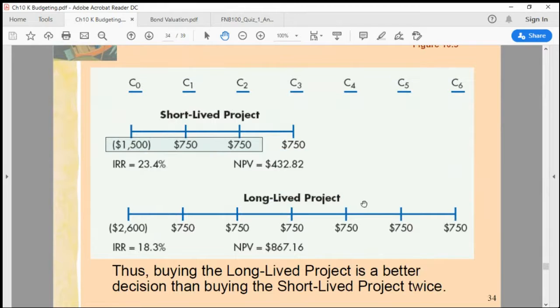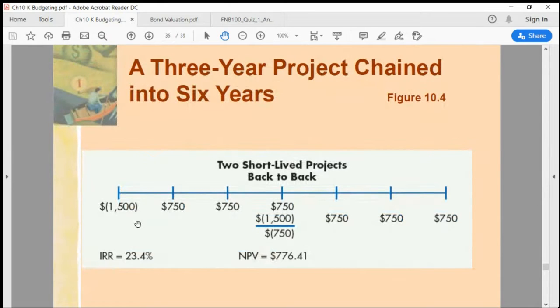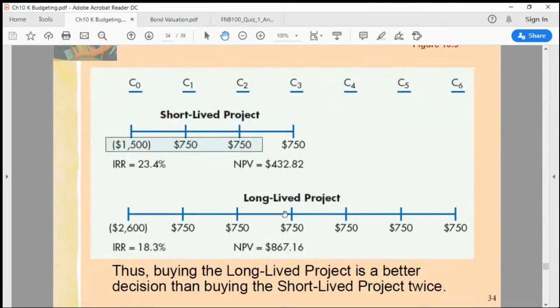So comparing that with the long-lived project, the long-lived project still has greater net present value, but the replicated short-lived project will tell you the internal rate of return is still greater. But once again, we know when there's a conflict between internal rate of return and net present value, you go by net present value. So still, the long-lived project is preferred. Okay.